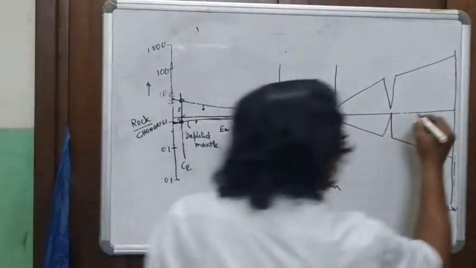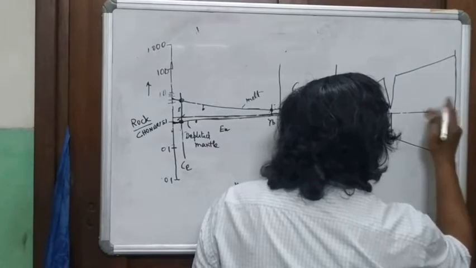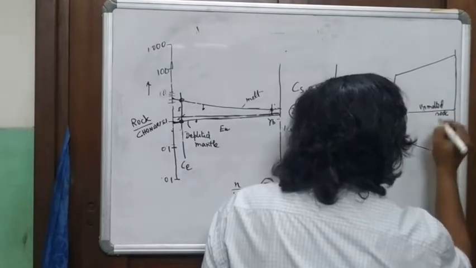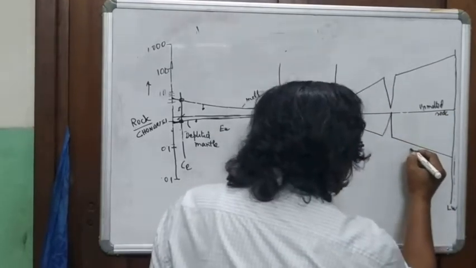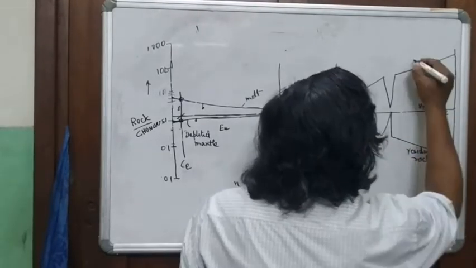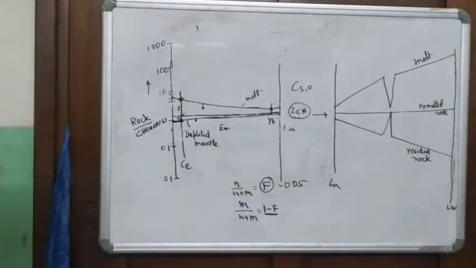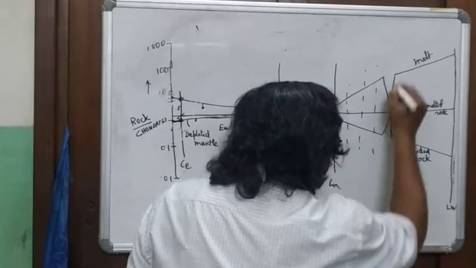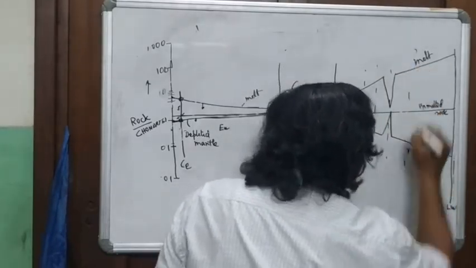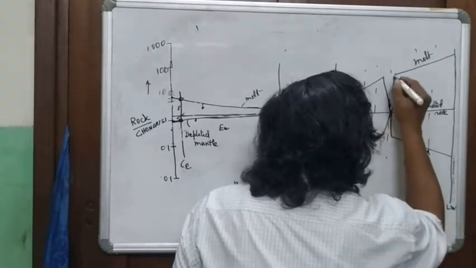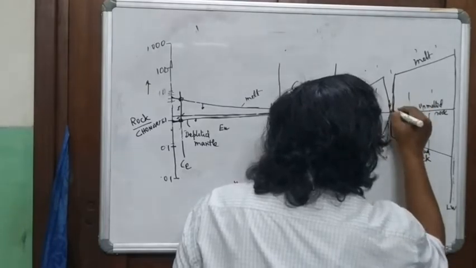So if this is the source, the unmelted rock, this is the residual rock, and this is the melt, then this is what it would be like. At any point, any element will satisfy M is to N. In fact, this will go up a little bit and this will go down a little bit.